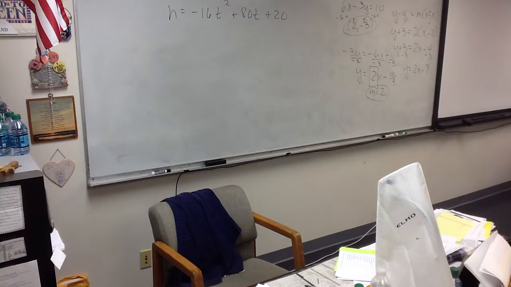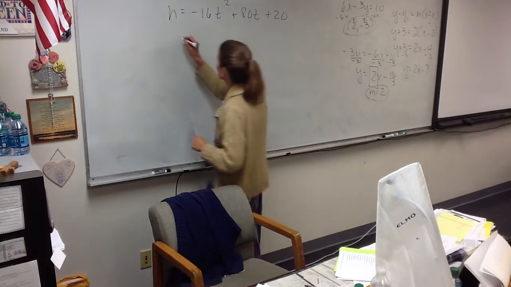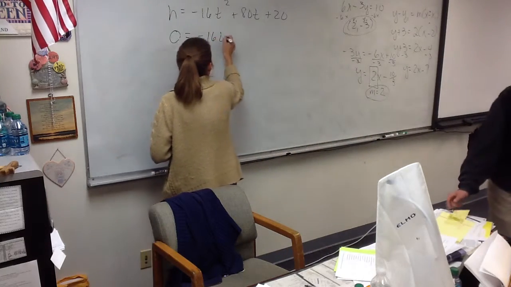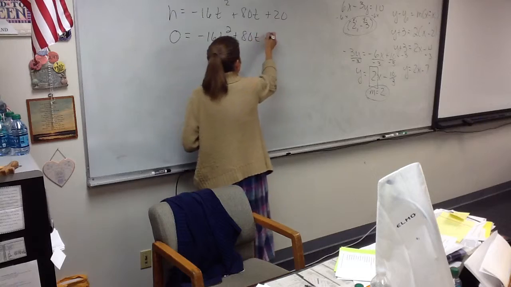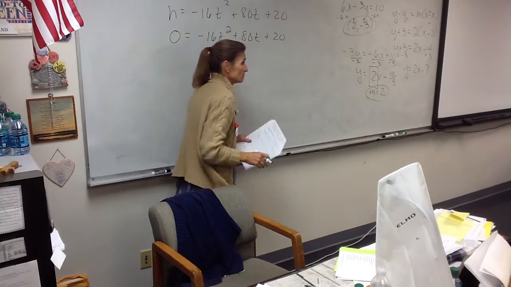If the ball is on the ground, Gibran, okay, I'm asking. 0 height. 0 height, you're exactly right. If the ball is on the ground, then its height is 0.